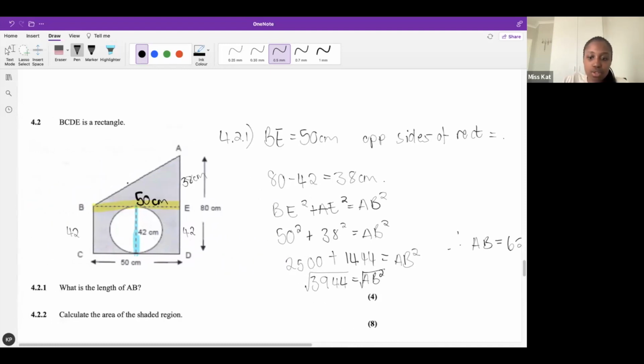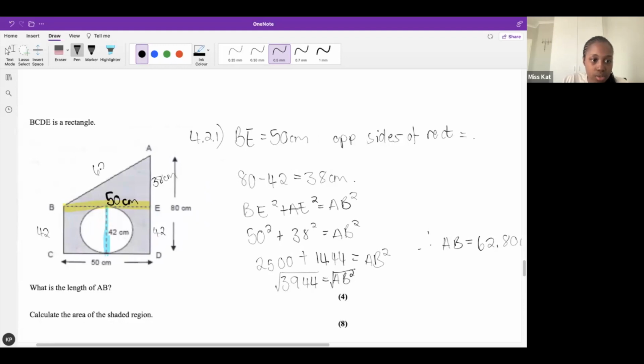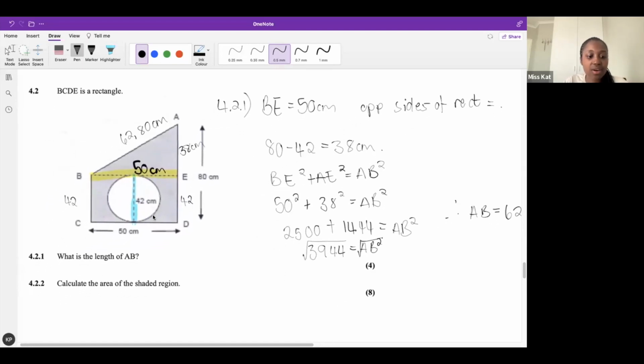This is 62.80 centimeters. Okay. And then it says calculate the area of the shaded region. In other words, this whole triangle and the little bits of the rectangle. Okay. How are we going to do this, guys? Any ideas? Bali, we're still working. We have a lot of work to do. Any ideas how we're going to do this one?